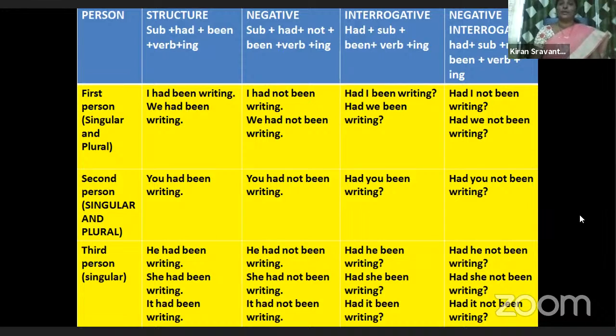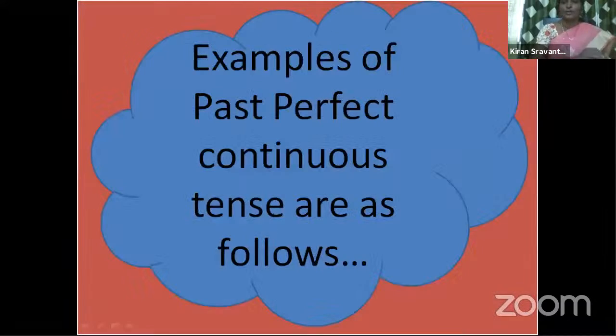And negative interrogative. So had I not been writing? Or hadn't I been writing? Hadn't we been writing? Coming to second person, hadn't you been writing? Third person singular, hadn't he been writing? Hadn't she been writing? Hadn't it been writing? And third person plural, hadn't they been writing? So that's about past perfect continuous tense.